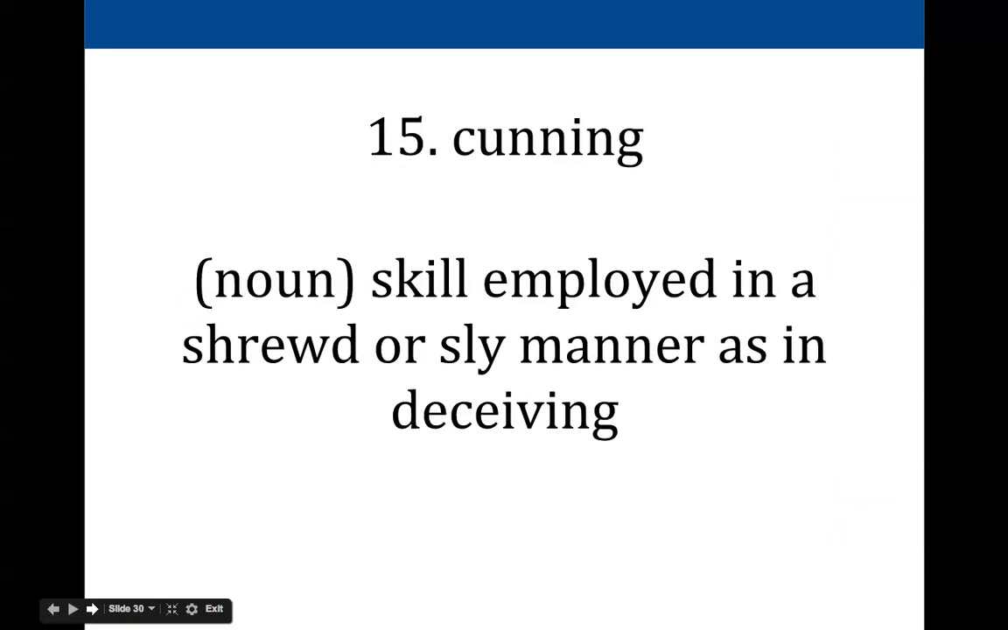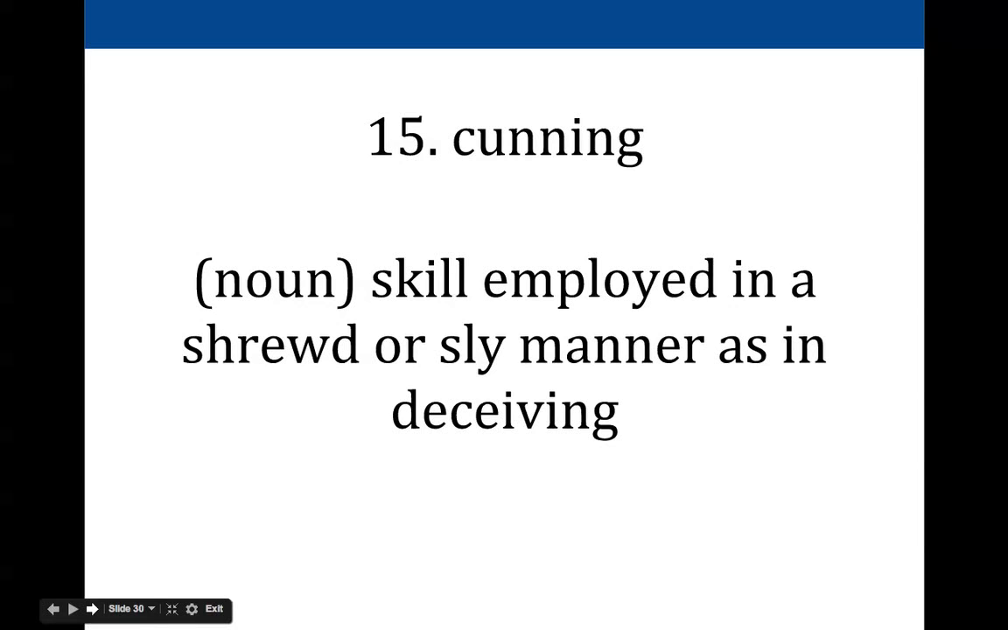And the last word is cunning, and cunning is really a person who is very shrewd, very sly, able to deceive others. And so the definition says skill employed in a shrewd or sly manner, as in deceiving. Again, another SAT vocabulary definition that is challenging to understand. So really think of cunning as the skill.